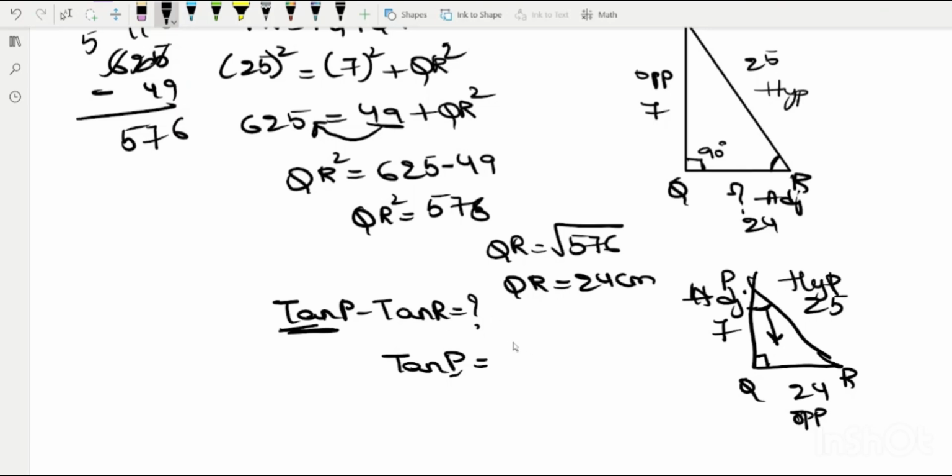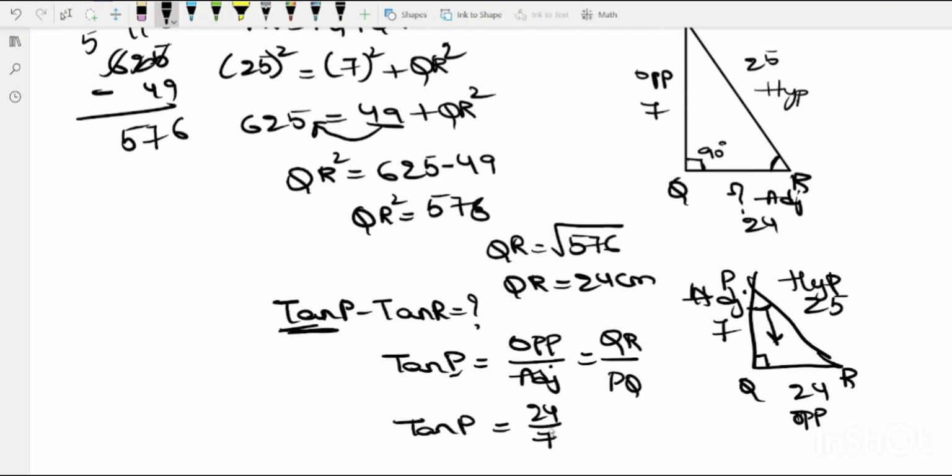So we know that the tan P formula is opposite side divided by adjacent. So opposite side is QR upon the adjacent side would be PQ. Opposite side divided by adjacent. So tan P equals QR. What's the value of QR? It's 24, divided by the value of PQ, which is 7. So tan P equals 24 by 7. So the value for tan P would be 24 divided by 7.